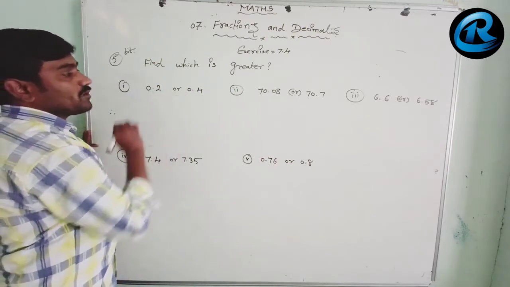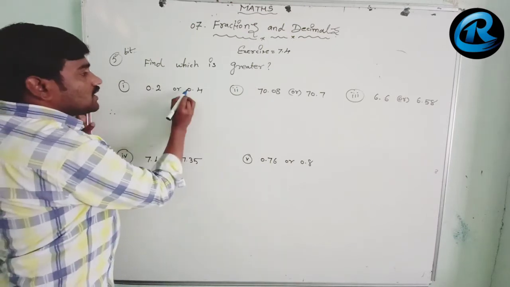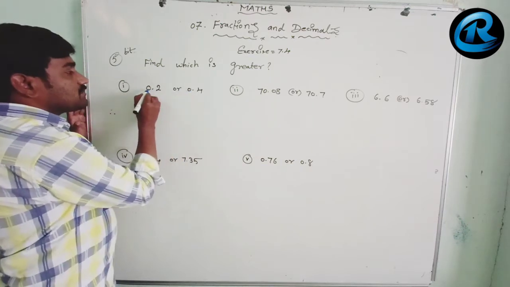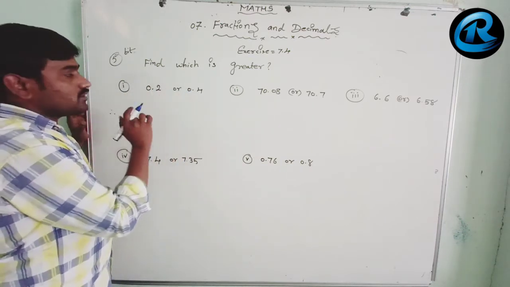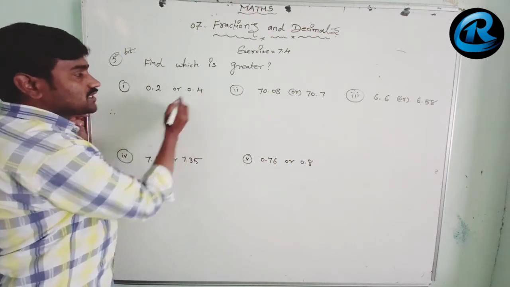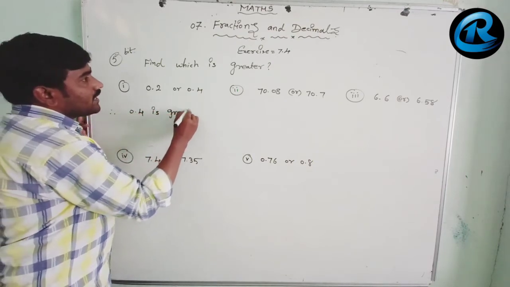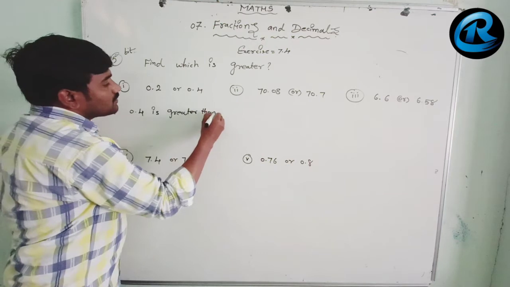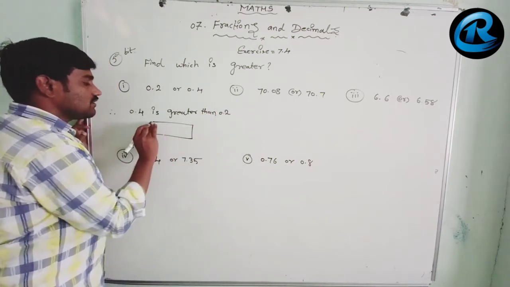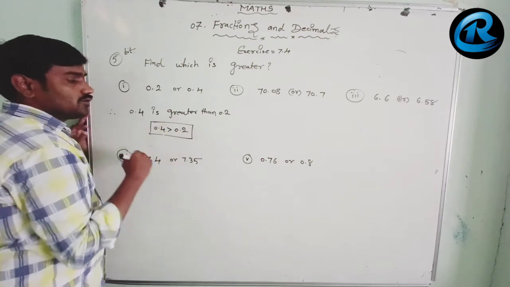Here 0.2, 0.4. First you compare the integer parts, 0 and 0. The left side of the decimal point is known as the integer part. Both are the same. Then after the decimal point, here 2 and 4. Which is greater, 2 or 4? 4 is greater, no? Simple. 0.4 is greater than 0.2. We can write the therefore like this: therefore 0.4 is greater than 0.2.